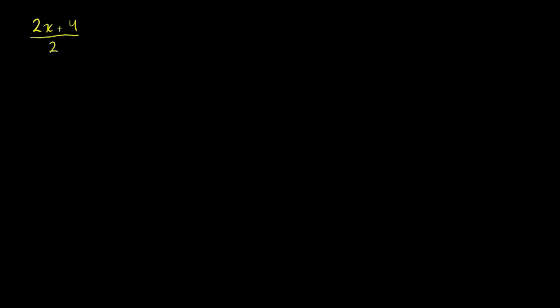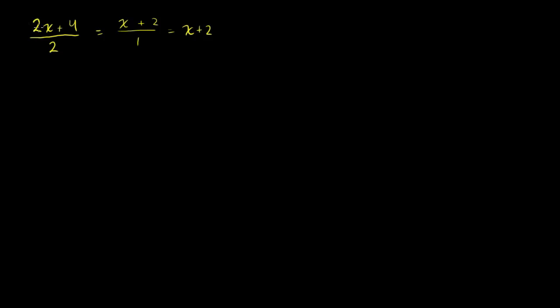So we already know how to simplify this. We've done this in the past. We could divide the numerator and the denominator by 2. And then this would be equal to x plus 2. Let me write it this way. If you divide the 2x by 2, it becomes an x. You divide the 4 by 2, it becomes a 2. And if you divide the 2 by 2, you get a 1. So this is equal to x plus 2, which is pretty straightforward, I think.